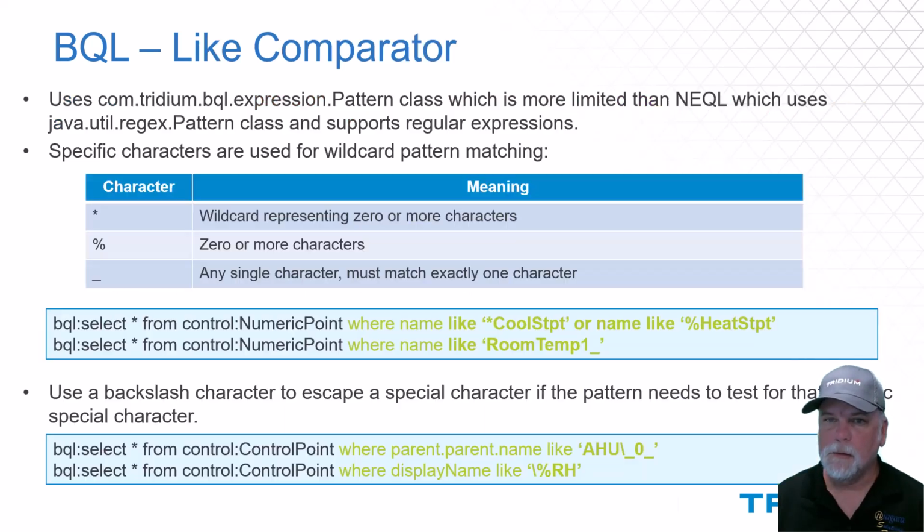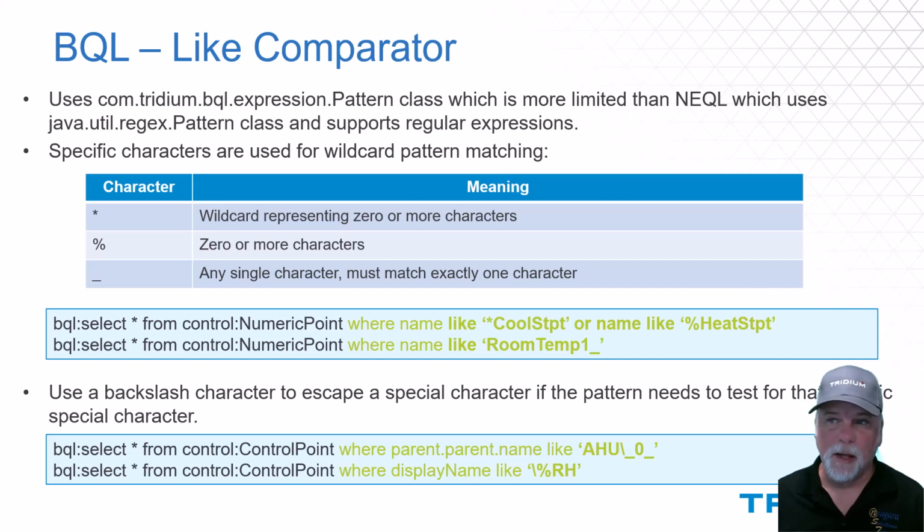All right. I want to talk about the keyword like, which is used as a pattern matching comparator. For BQL, this comes from the pattern class, which is under a private package under com.tridium.bql.expression. You won't find a lot of help documentation on private API classes, so I definitely wanted to explain this here.